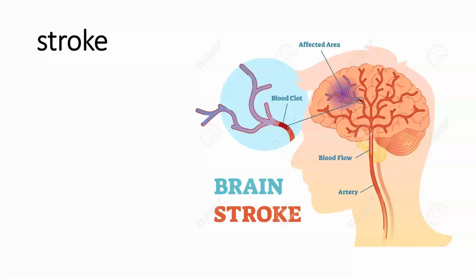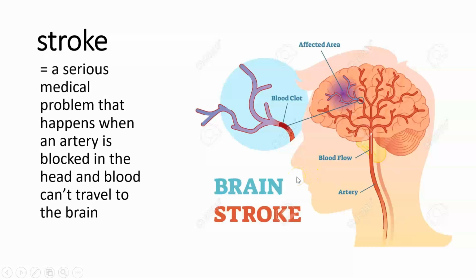The next one is stroke. And basically a stroke means that it's a serious medical problem that happens when an artery is blocked in the head and blood can't travel to the brain. So you can see that the blood flows through all of these different arteries, and if the artery is blocked here, then no blood can come to this part of the brain. So if your brain doesn't get blood, it starts to get damaged, the cells start to die, and that is called a stroke.